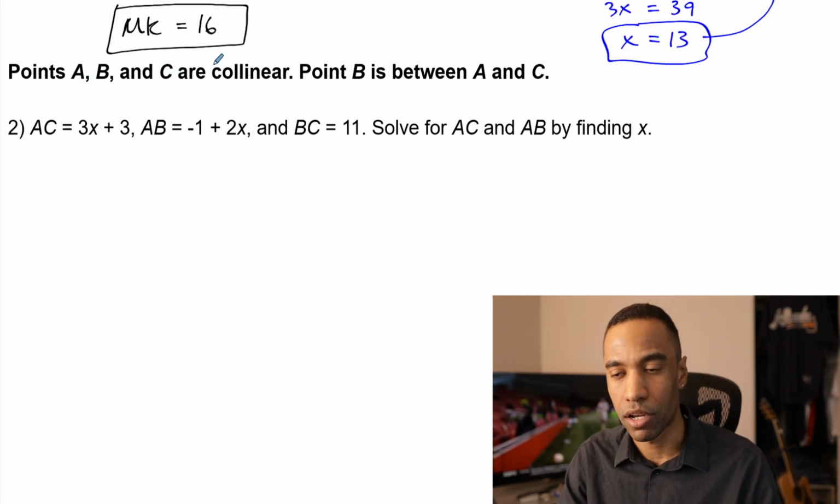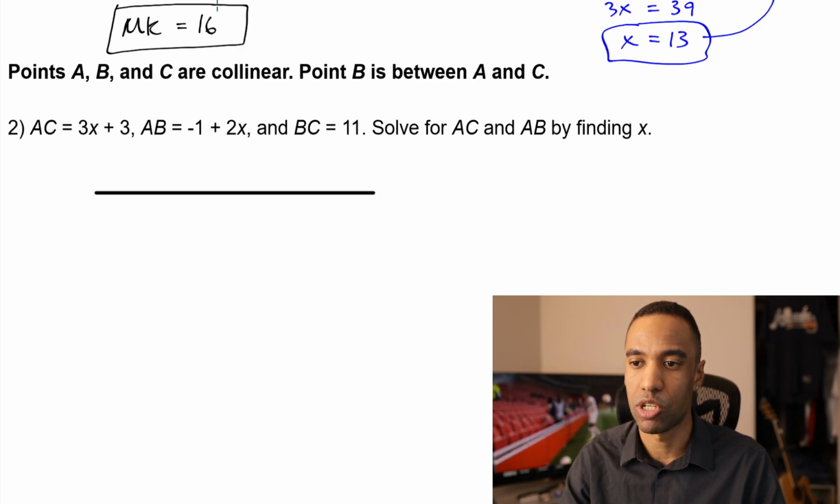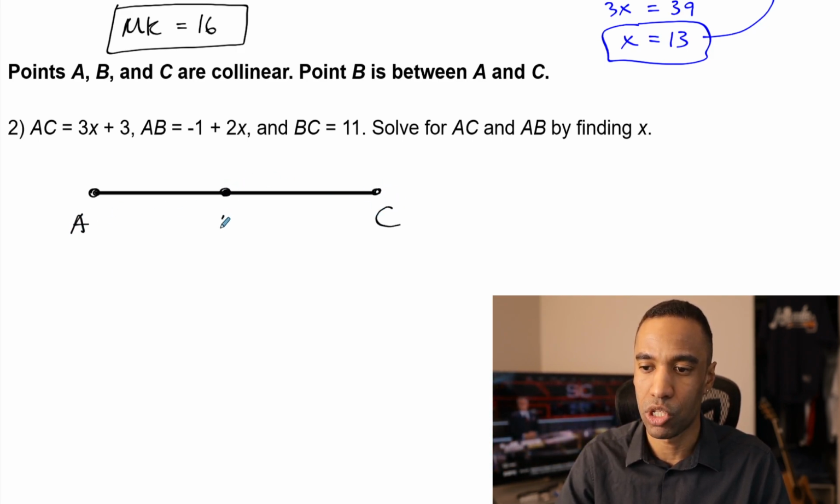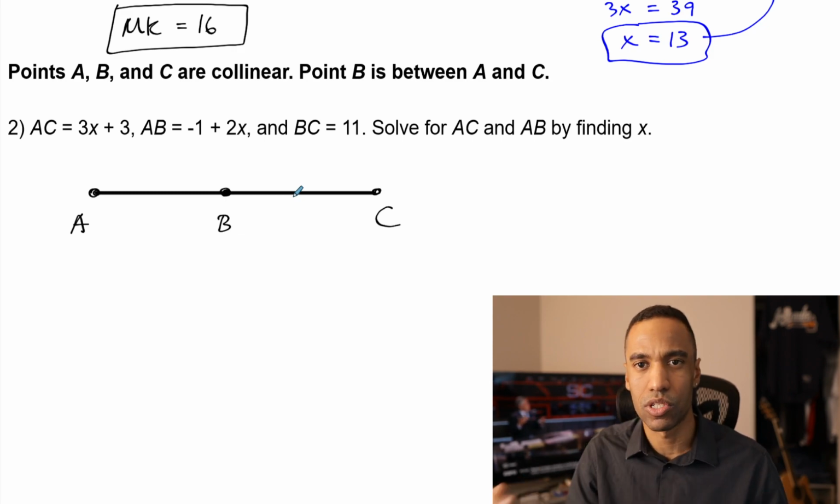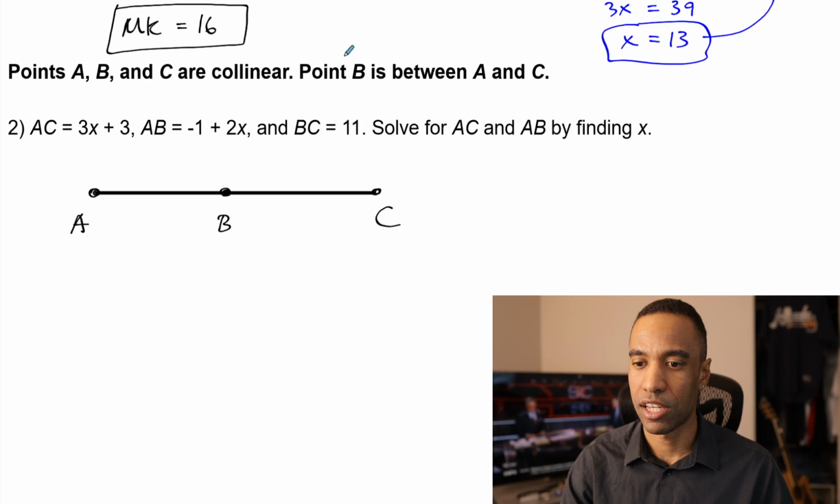Points A, B, and C are collinear. That means they all fall on the same line. It might be nice to even just draw that segment to begin with here. B is between A and C. So here's A, here's C, B is somewhere in between. We don't know if it's in the middle or not. There's no assumption to be made. Just draw it and fill it out from there. AC is 3x plus 3.